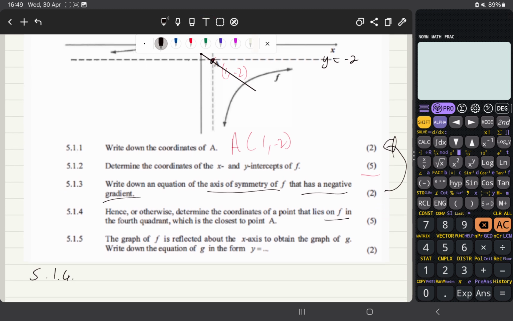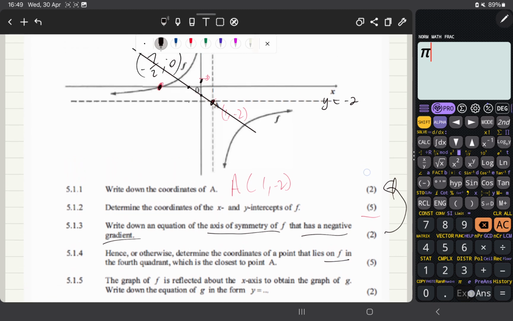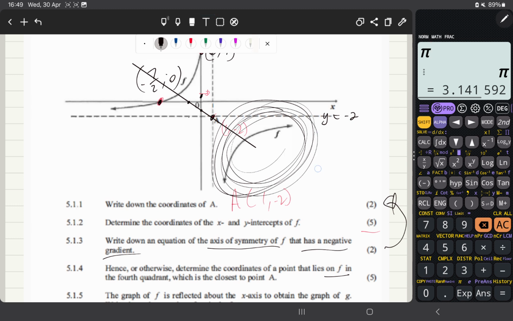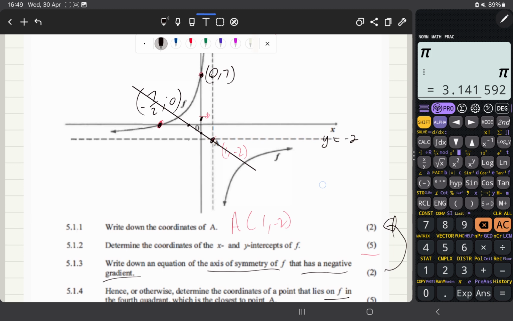So we're determining the coordinates of a point that lies on F, so it's on F, right? Yeah, it's on F, the hyperbola in the fourth quadrant. So our focus is here, this is where our focus is, which is the closest to point A, right?